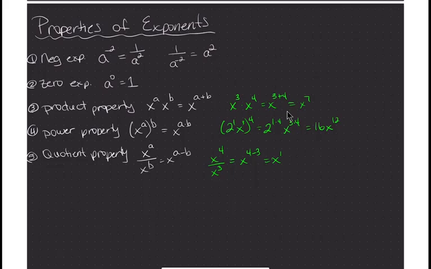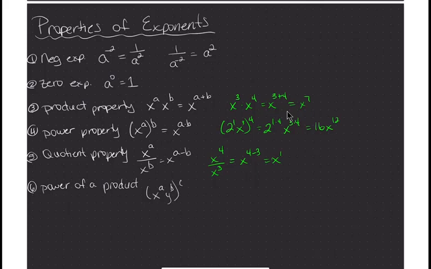Getting to some of the fancier ones, there is the power of a product. Number 6 is the power of a product. So this would be if we had some base, x raised to the a power, and then y raised to the b power, all raised to the c power.